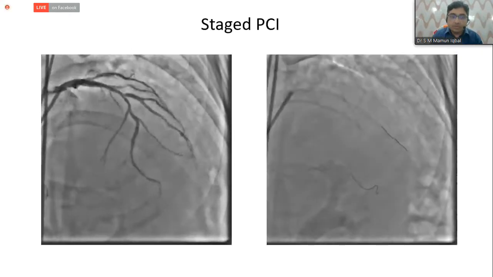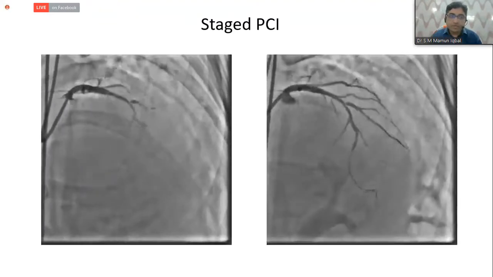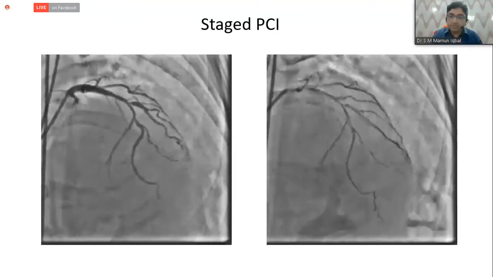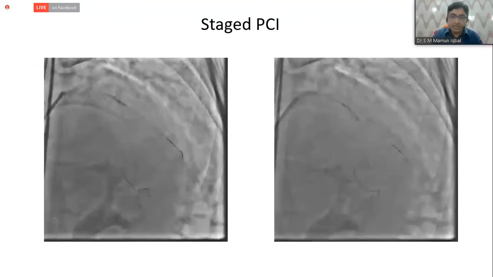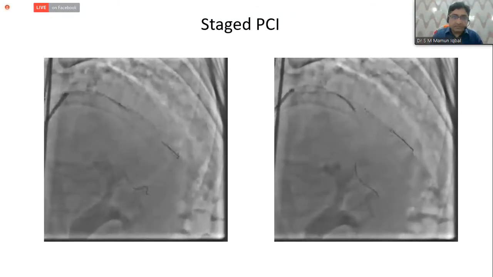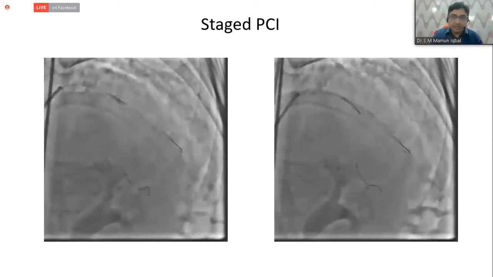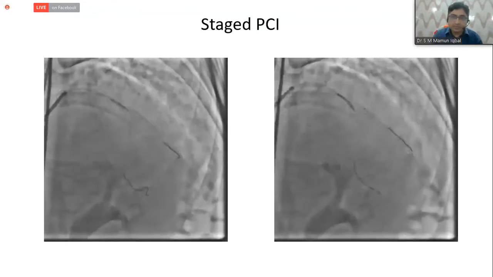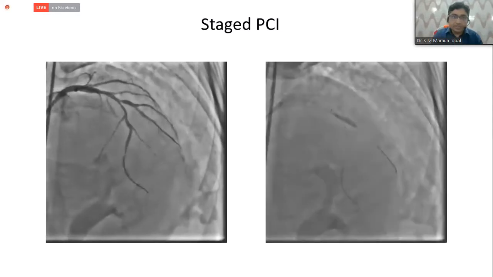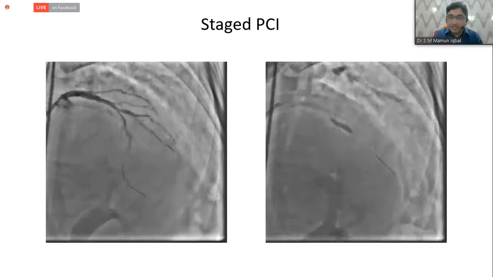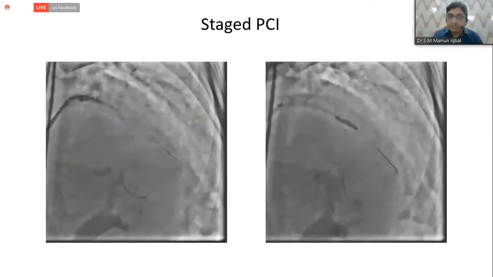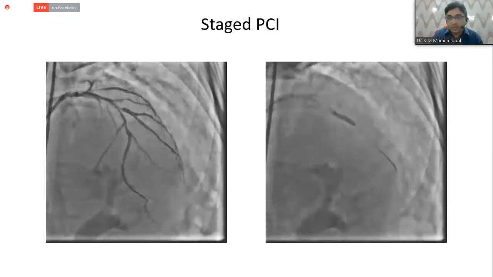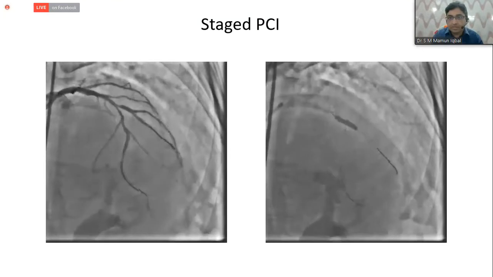So we took an XB 7 French guiding catheter through a femoral approach. We passed 2 BMW wires, one into the diagonal, one into the LAD. We pre-dilated first the diagonal and the LAD with a 2.0 into 15 millimeter balloon inflated at 10 atmosphere. This was the result after pre-dilatation. Then we deployed a 3 into 12 millimeter drug-eluting stent in the diagonal, keeping a 3 into 15 millimeter NC balloon in the LAD.